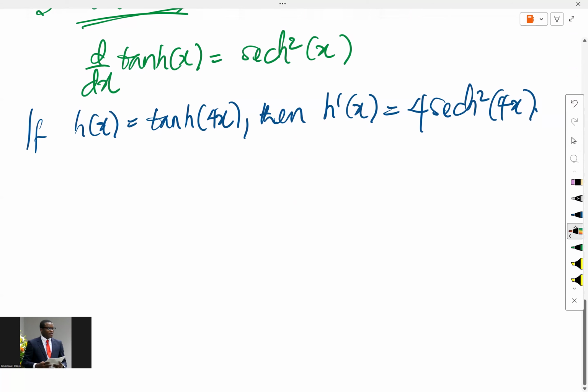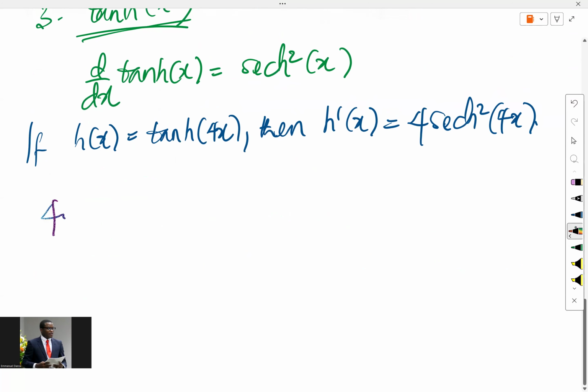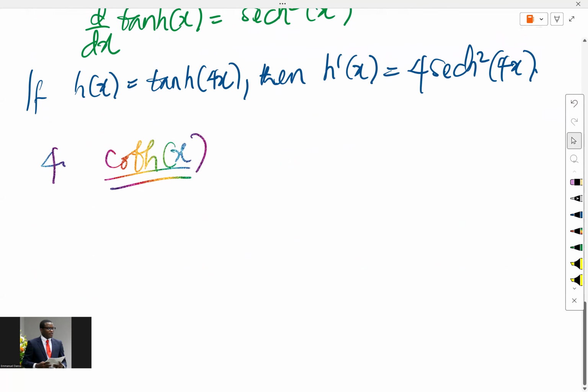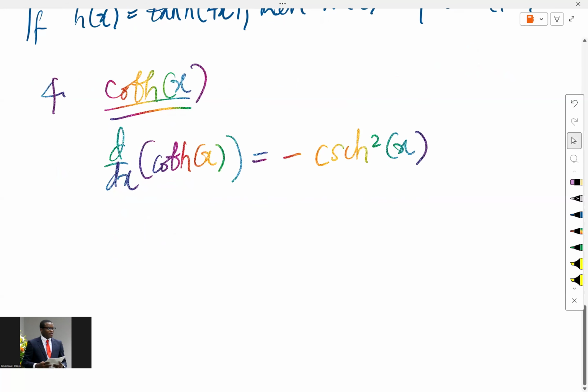Then we move on to the next one, number 4. Let's talk about coth x. If you differentiate coth x, it gives minus csch squared x, basically.